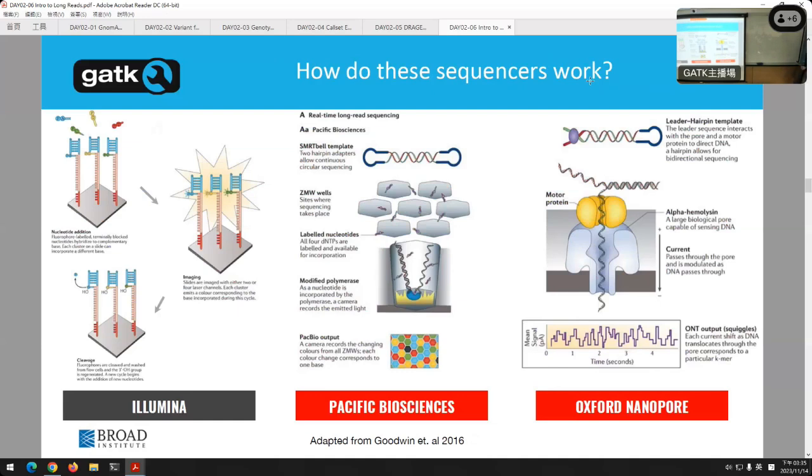Okay, so now I'll go over how these sequencing technologies actually work. So I'll do a brief review of Illumina sequencing so you can compare, and then I'll talk about PacBio and ONT.